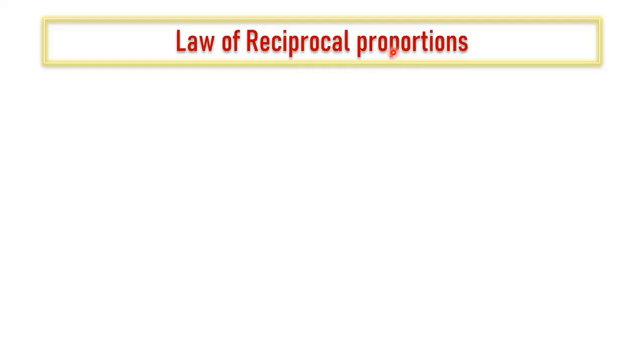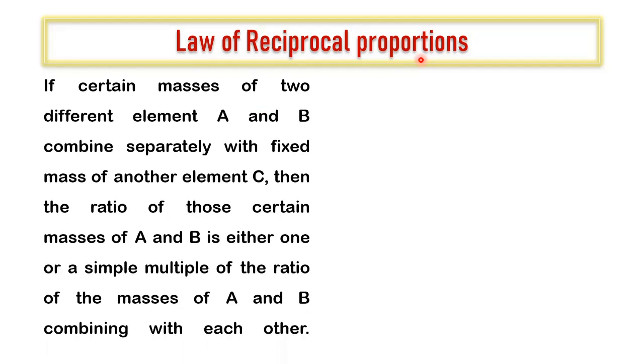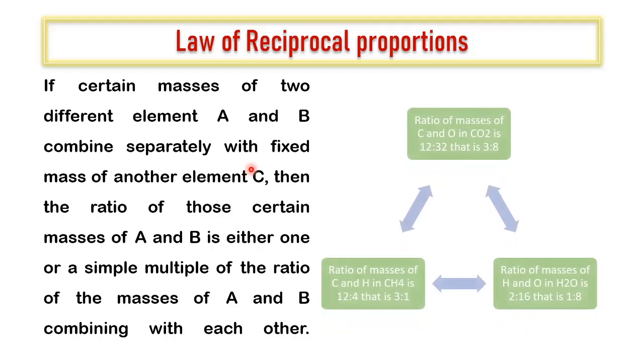Next is the law of reciprocal proportion. This is again one of the very important laws. What this law states: if certain masses of two different elements A and B combine separately with a fixed mass of another element C. To give an example of A, B and C, if I consider carbon as A and hydrogen as B, and carbon and hydrogen combine with each other forming methane, the ratio of their masses will come as 12 is to 4, a simple ratio of 3 is to 1.